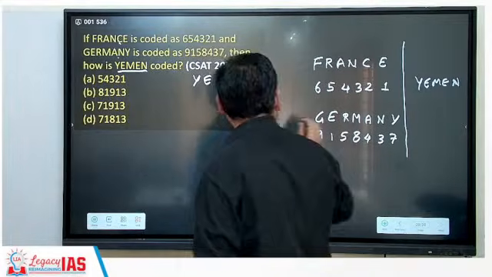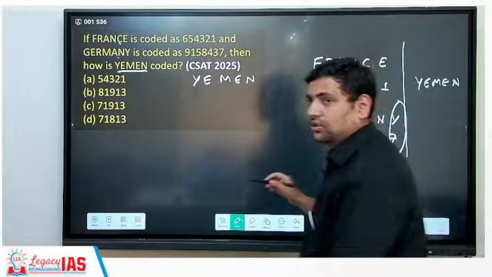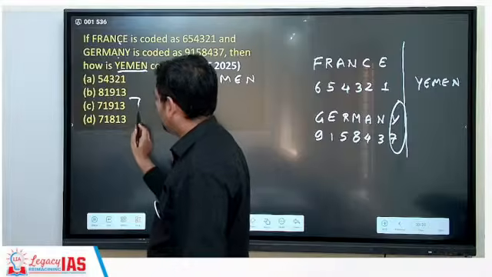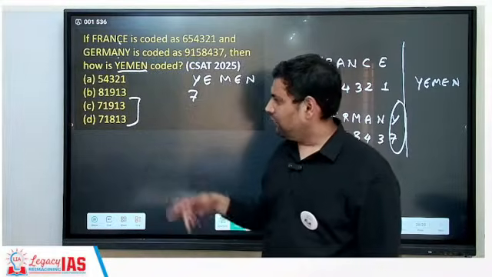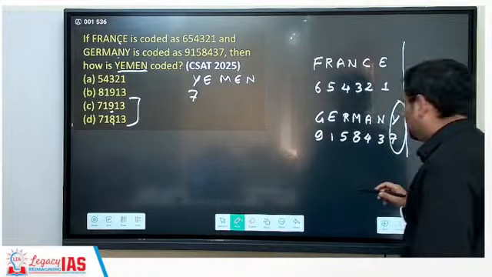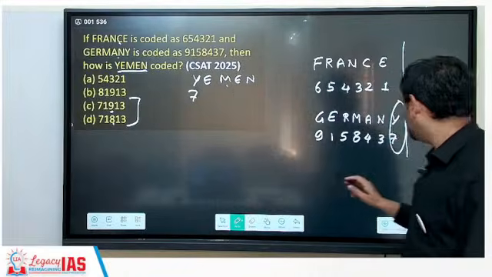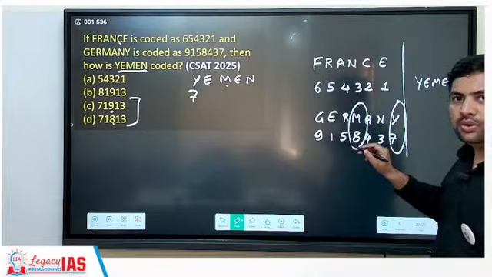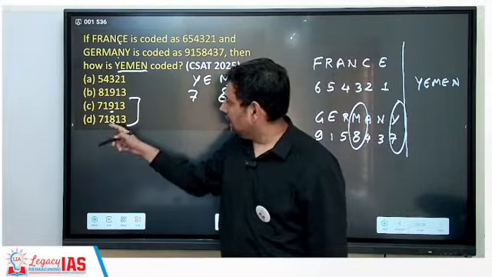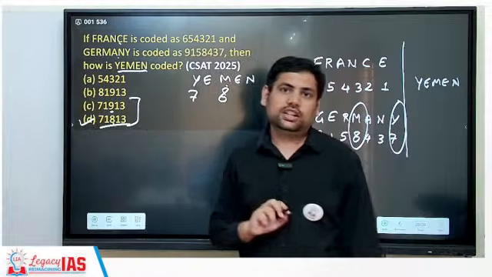Just see how. So basically, Y is what? Y is 7. So first it becomes 7. Now I am looking at these two. Now I only have to check the third one. So third one is what? Third one is M. What is M? M is equivalent to 8. So I am looking for the option which has 8 here, which is option B.